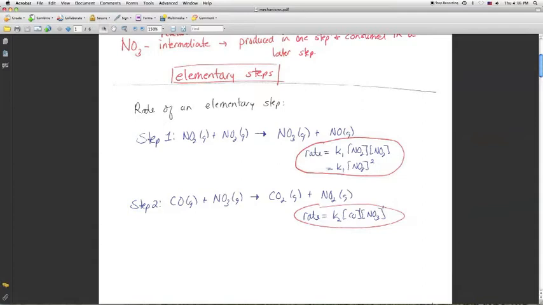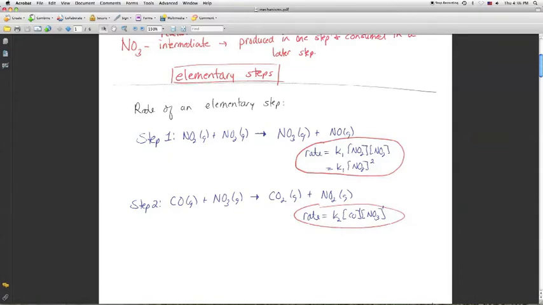So for example, if this is my step 1 from above, and I wanted a rate law just for this step, it would look something like this. Because I can see two NO2 molecules hitting each other, the rate of this reaction would be written as k1 times NO2 times NO2, or in other words, NO2 squared. The 2 would be a coefficient. If I'd chosen to write this as 2NO2, then the 2 would be a coefficient. And I've labeled this with a little k1 just to remind us that it's coming from step 1. This isn't necessarily the rate for the whole reaction, it's just a rate for this step.